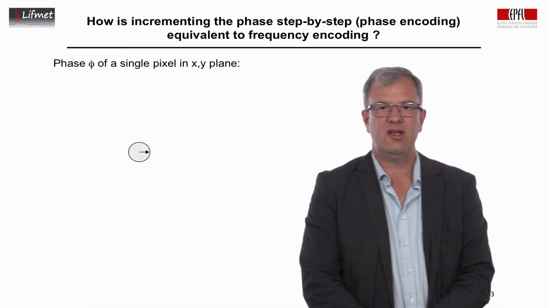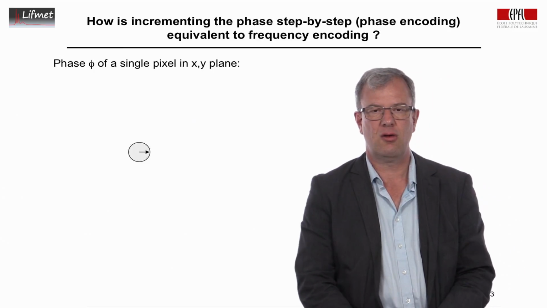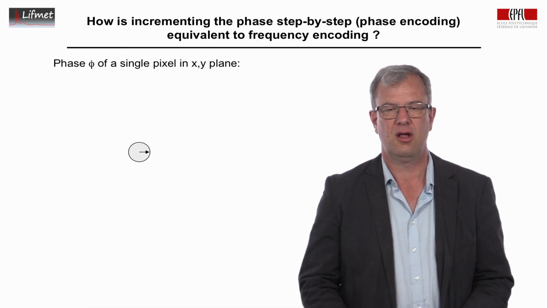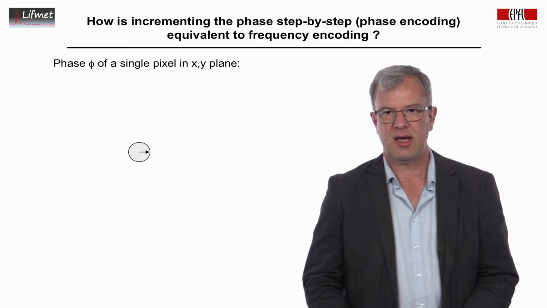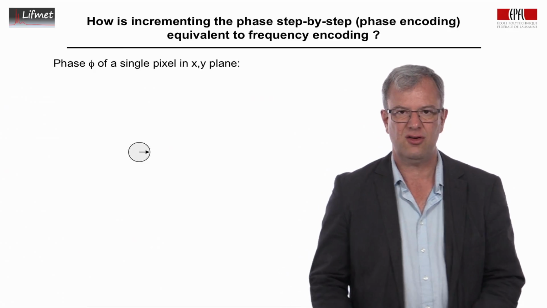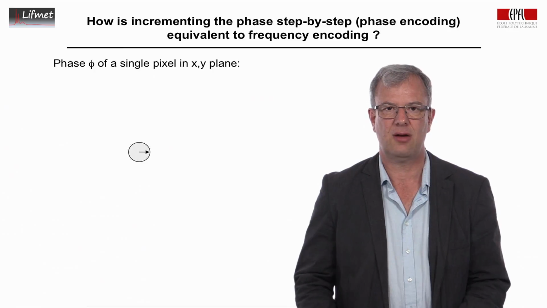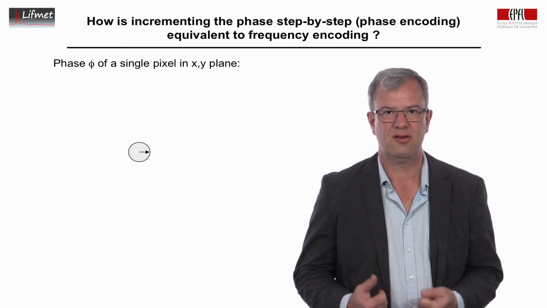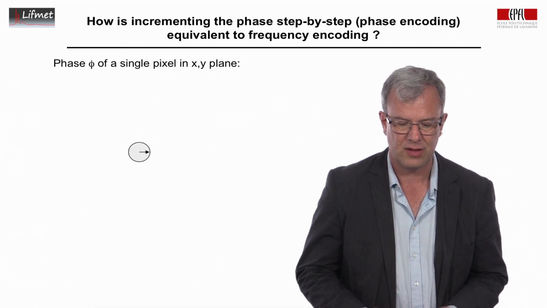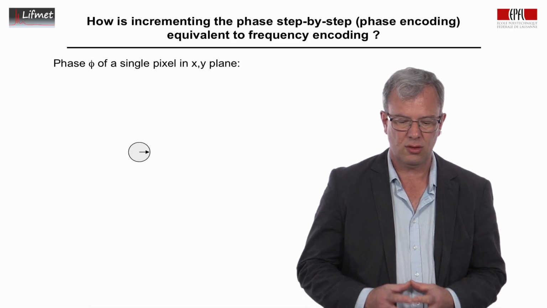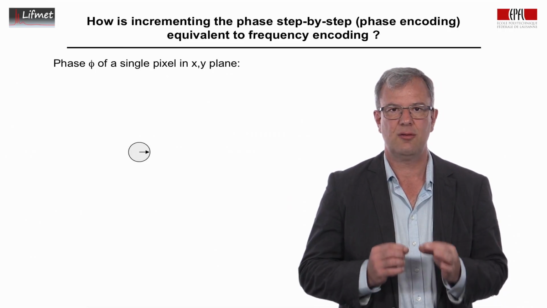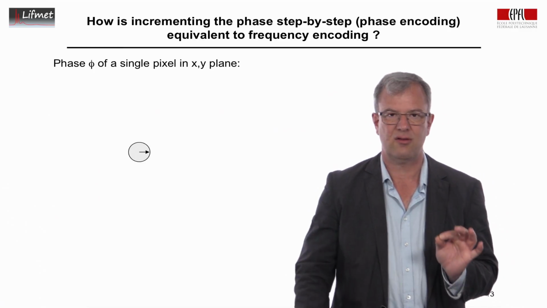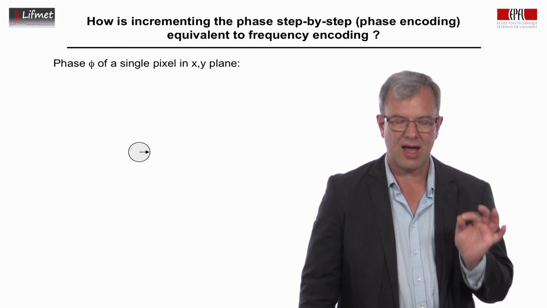Okay, so we have seen that applying a gradient for a short time along y in the phase encode direction produces a phase twist according to the position in y. And then applying the gradient along x induces precessional frequencies that are being recorded that depend on the position in x. And now, how can we understand how this generates the necessary information for image reconstruction? What we're now going to do is look at the phase of a single pixel in the xy plane.